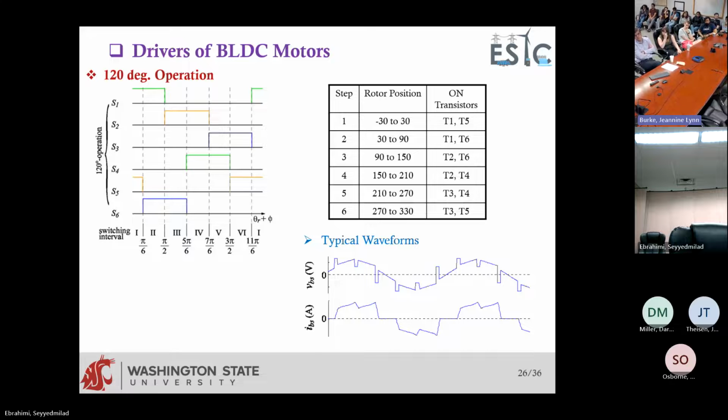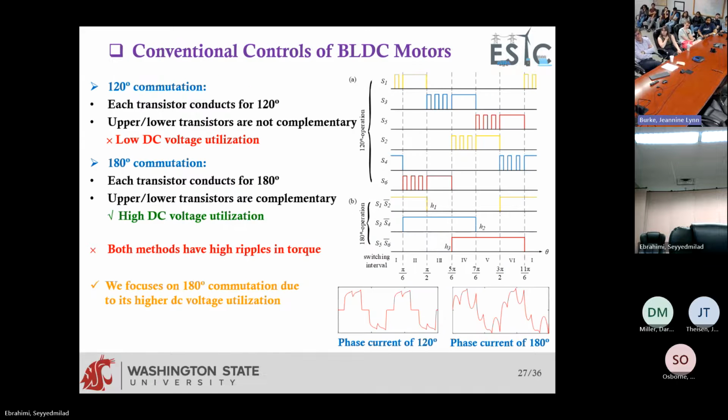Again, these have lots of harmonics, and harmonics means torque ripples. Then you can also apply PWM on top of these switching signals. In 120-degree operation, each transistor is on for 120 degrees. Of course, because of that, they're not operating complementary.